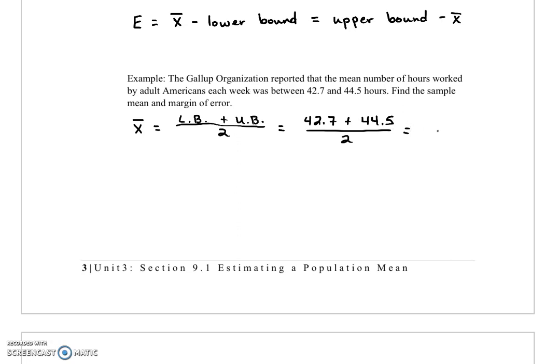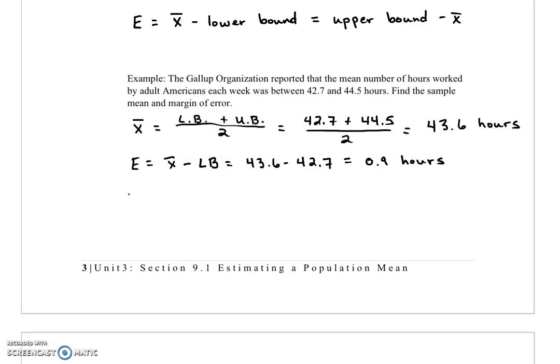Anyway, that gives us 43.6 hours. Okay, to find the error, and remember, just like I said in finding the margin of error for a confidence interval about a proportion, we should check both ways of calculating the error to make sure that we got our sample mean correct. So the first way, we can do x bar minus the lower bound, which is 43.6 minus 42.7, which is 0.9 hours.